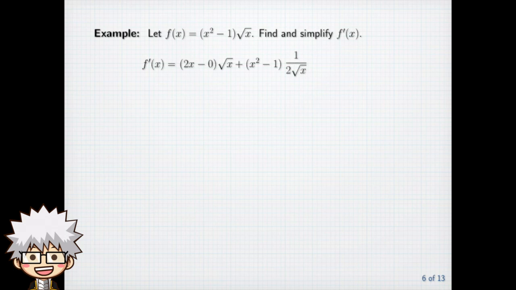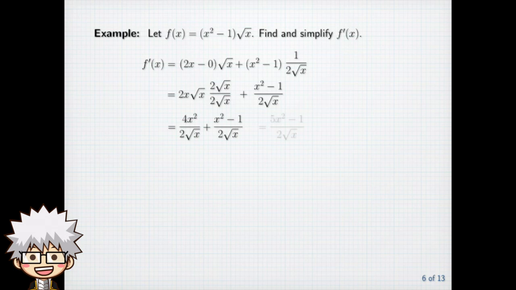So the first term is just 2x times the square root of x. The second term is x squared minus 1 divided by 2 square root of x. Now we multiply the first term by 2 times the square root of x over 2 times the square root of x to obtain a common denominator. And now the first term is 4x squared over 2 times the square root of x. And now adding, we obtain 5x squared minus 1 divided by 2 times the square root of x.